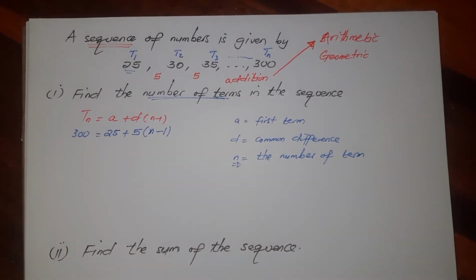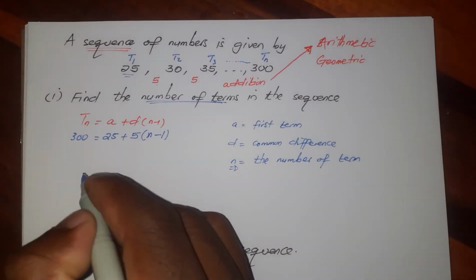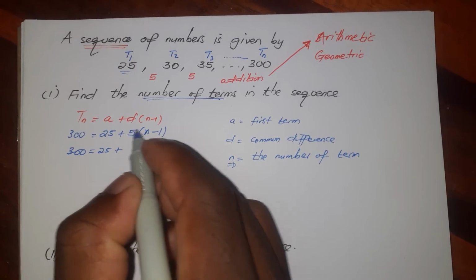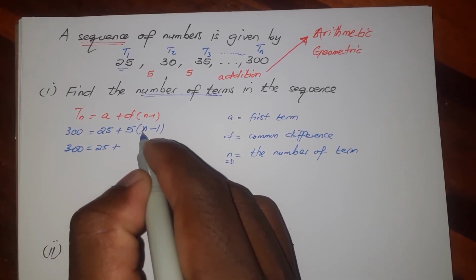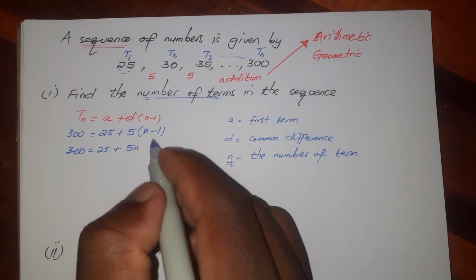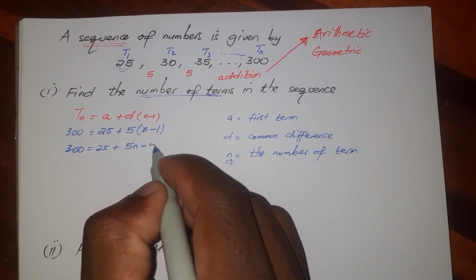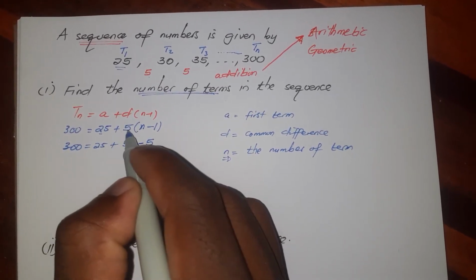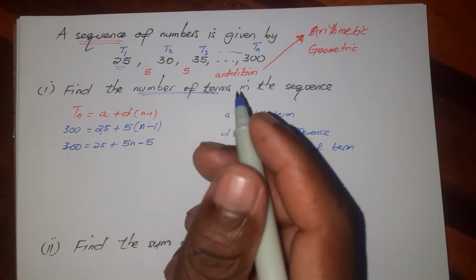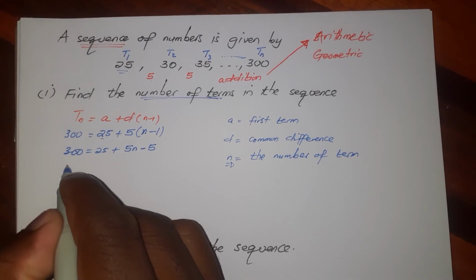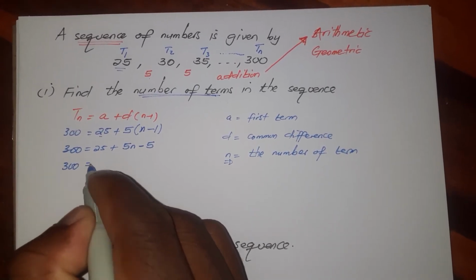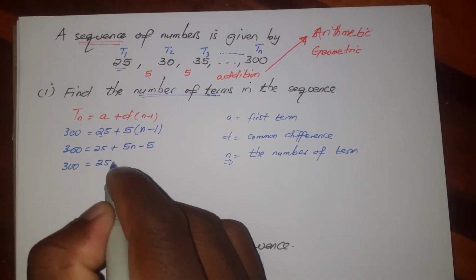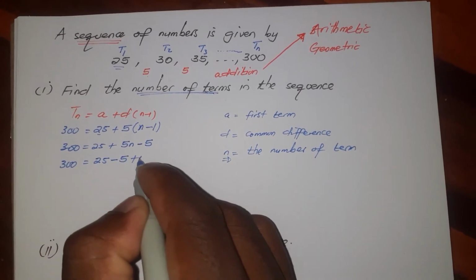Now we can solve for n. We write 300 equals 25, plus we multiply 5 and n to get 5n, and then 5 times -1, we get -5. Please do not add 25 plus 5, otherwise you will get it wrong. Now from here we can write 300 equals, we can collect like terms here. 25 and -5 are like terms. We have 25 minus 5 plus 5n.